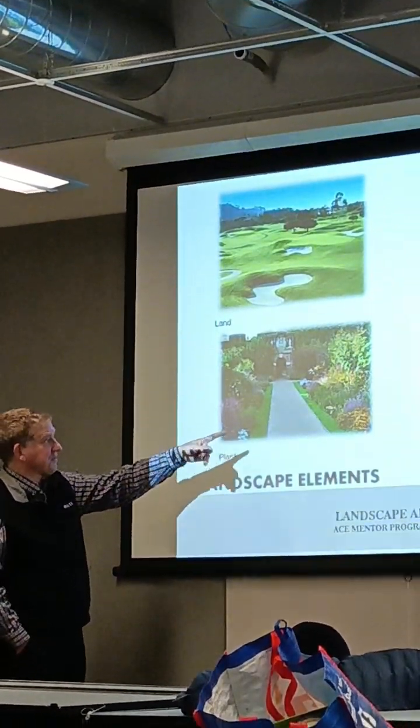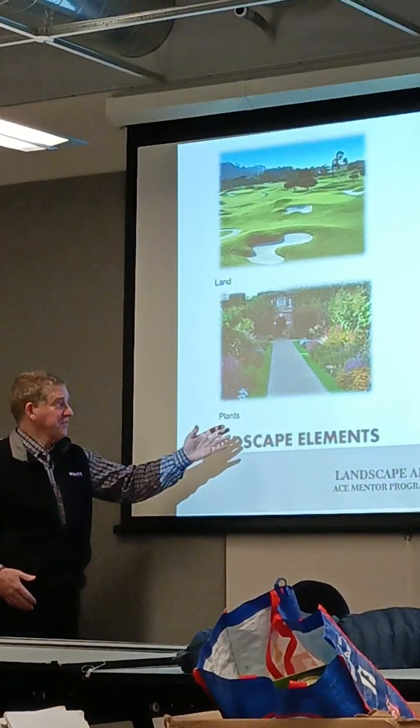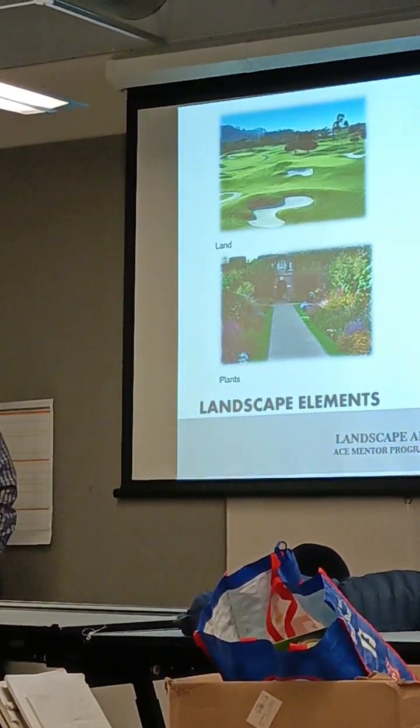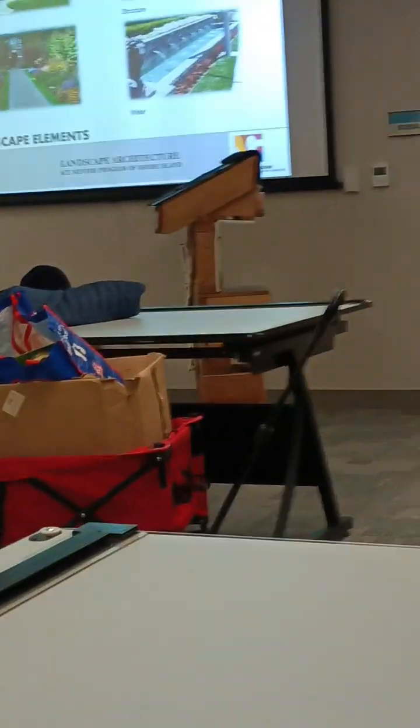Plants have to create spaces. You can see there's a space between here. We work with structures, fences, walls, things like that. And we work with water. And water helps soften the landscape and helps out to create edges and provides, in some cases, noise control as well.